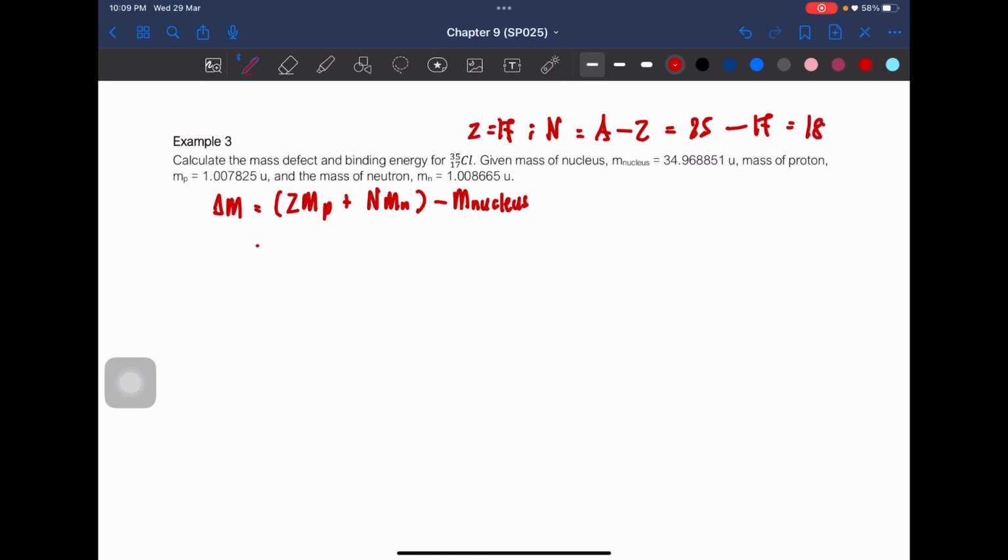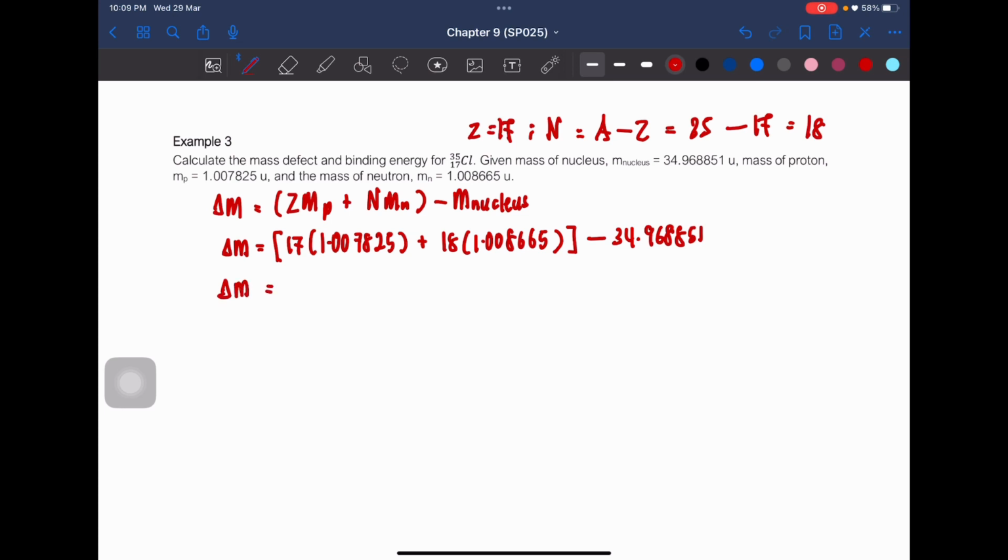Okay, so, substitute je lah dalam ni. Z is 17. This is 1.007825 plus 18. This is 1.008665 minus 34.96881. So the mass defect is then equal to 0.320144 U. So, if the question tidak mention in specific unit, kamu just keep it in U pun boleh juga lah.